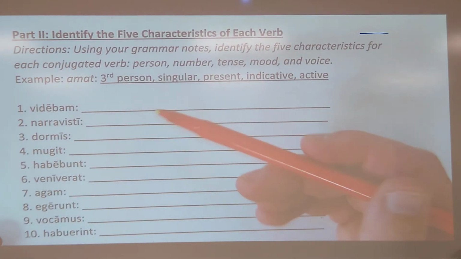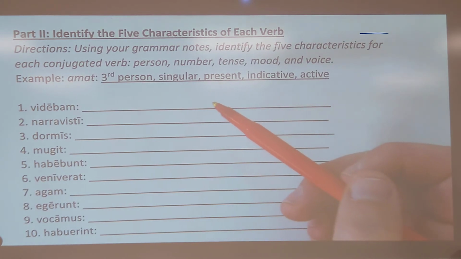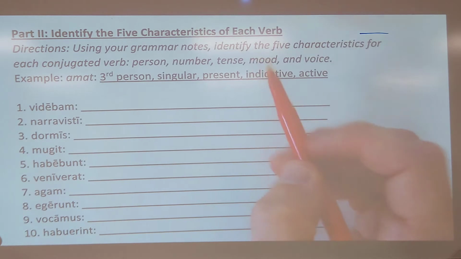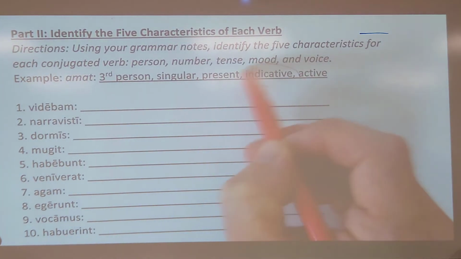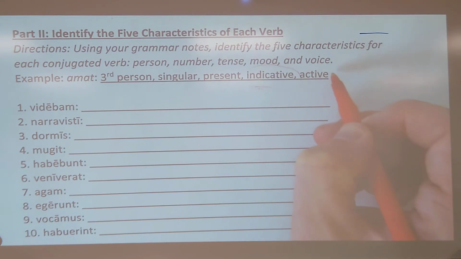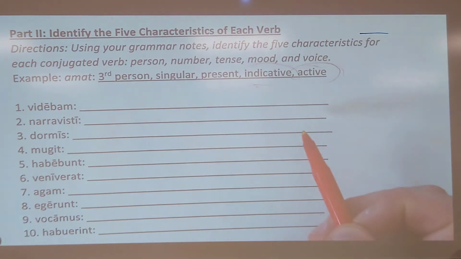I purposely didn't put any of those on here. And the other mood is the imperative, the command form. None of these are that either. So actually, you can cut to the chase, and they're all going to be indicative mood. Okay, and then they're either active or passive, and yet again, we don't know the passive yet. So all of them are going to have these in common.